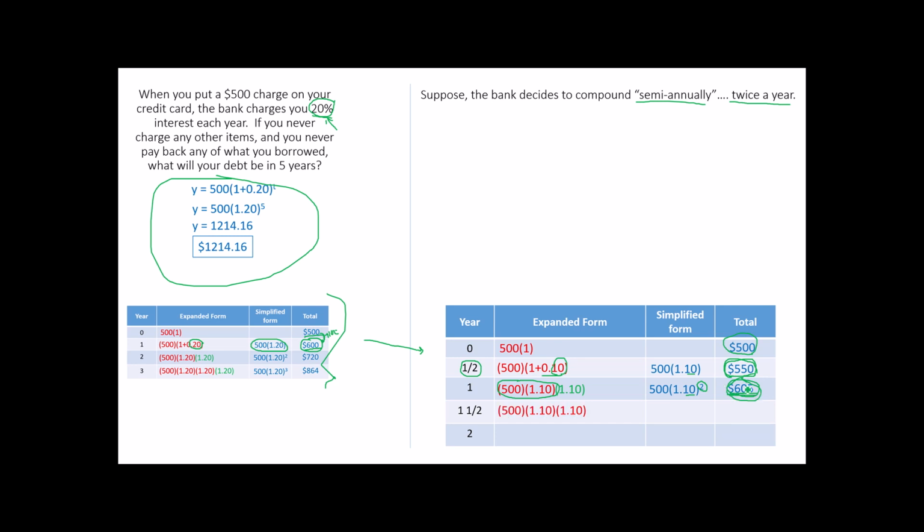So we're going to start the next half year. Remember, this is just from the line above it. This means $605. That's this right here. I'm going to take this $605 and multiply it by 10% for the first half of the next year. So I've multiplied it by 1.10 3 times now, making it $665.50.